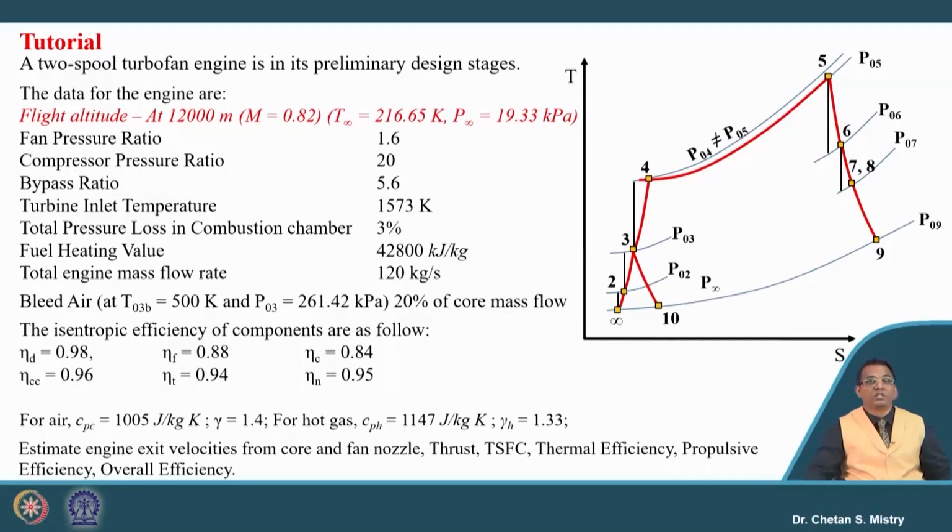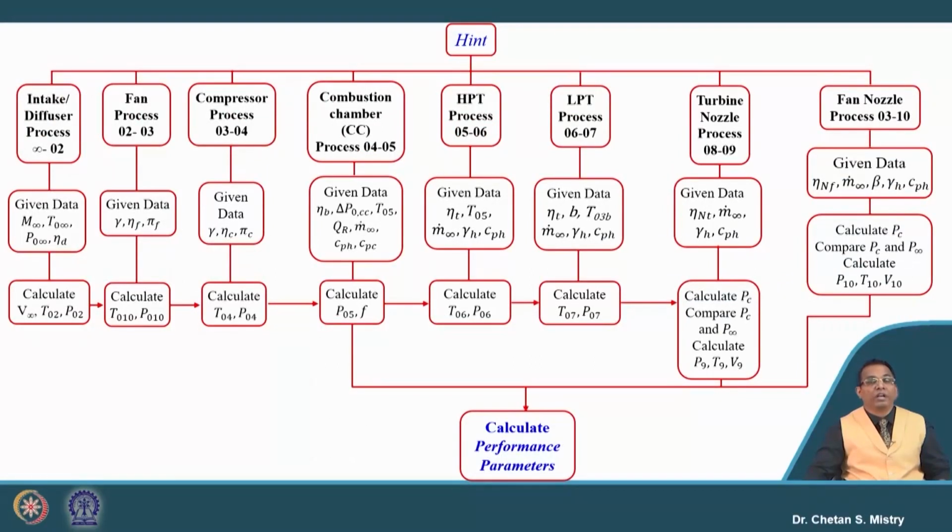As we have discussed, we need to read the data carefully. We can realize that the fan pressure ratio and compressor pressure ratio are given. That means we do not have any bifurcation into HP compressor and LP compressor. That means my LP will be running my fan and my HP will be running all the compressor stages. That needs to be clear here. One more thing: the total engine mass flow rate is the mass flow rate with which air is entering the engine. So, with this data let us try to get the solution.